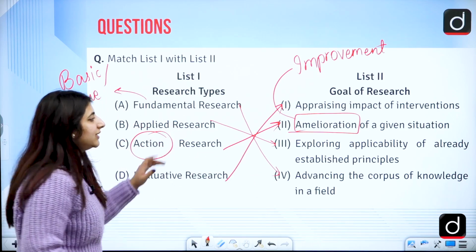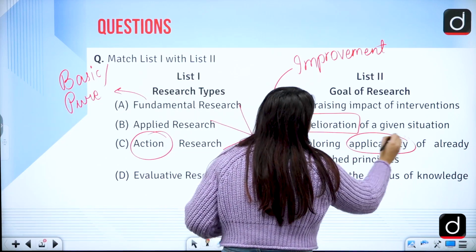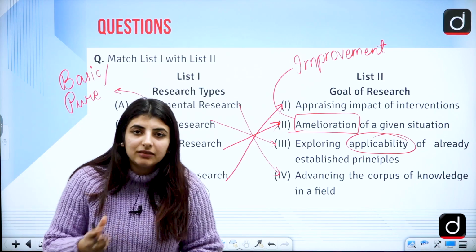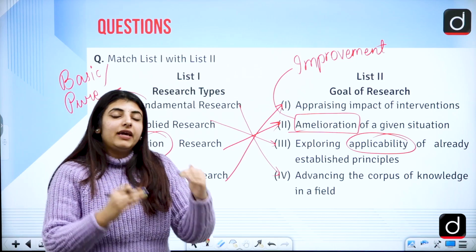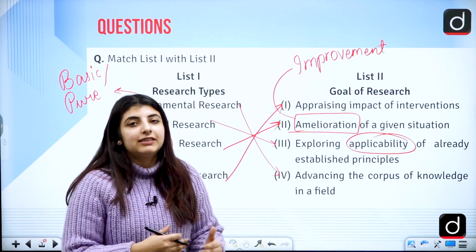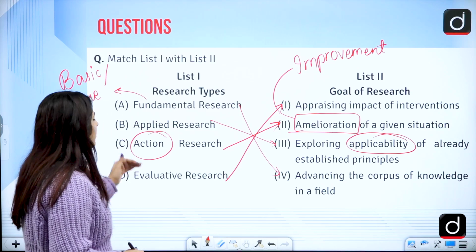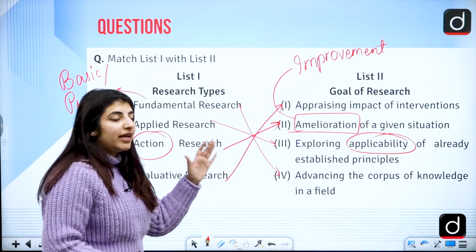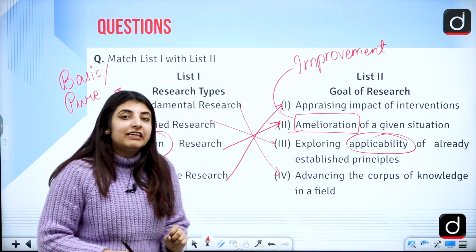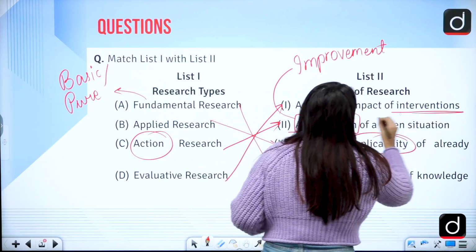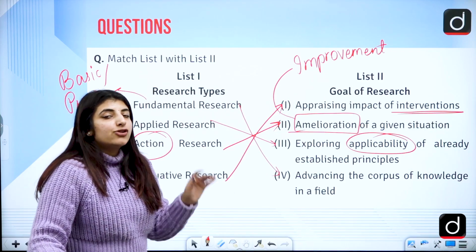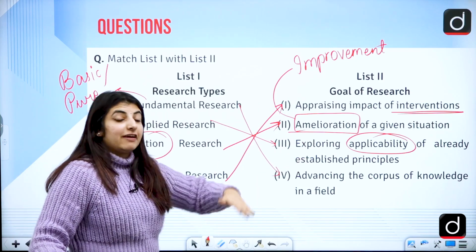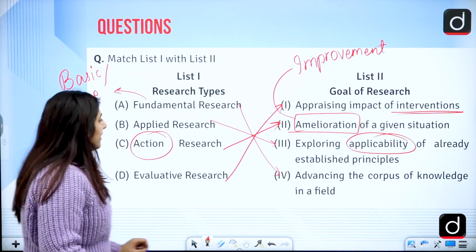Moving to applied research, where we will be seeing the applicability of already established principles. So we will be seeing that there are certain principles, right? How are those principles applied in different situations, right? Coming to the fourth type of research here we have is the evaluative research, which is appraising impact of interventions. If you change something, if you intervene in something, right? So what are the impacts of those interventions, and then you evaluate those very interventions effects. That is known as evaluative research.